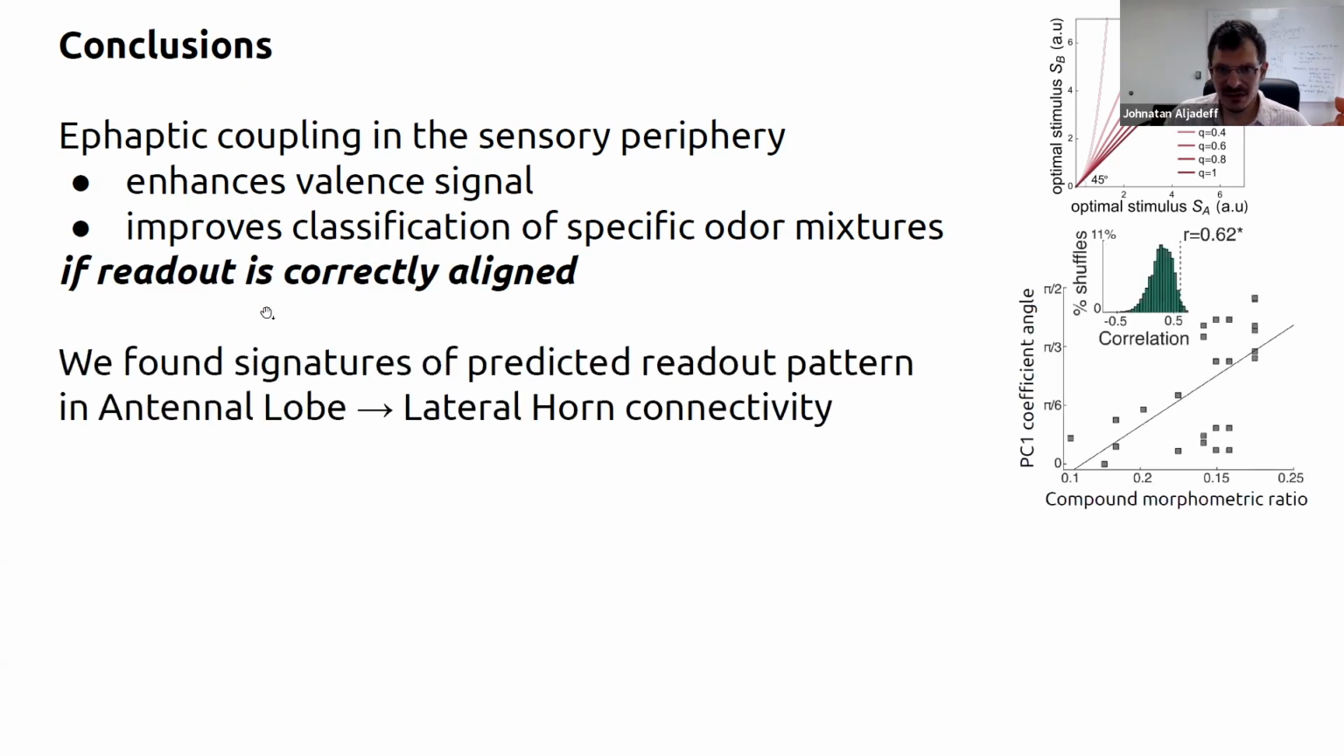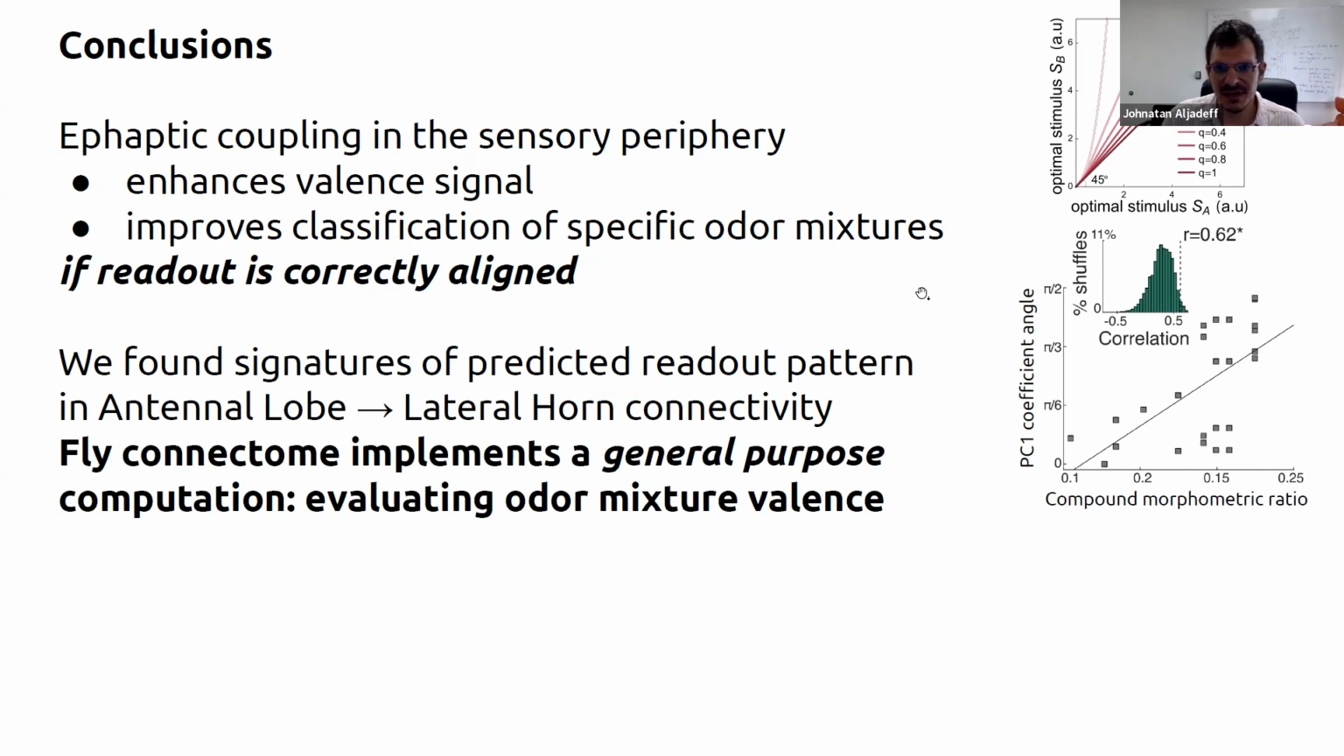And then in the second part of the talk, I showed that we found signatures of this predicted readout pattern in connections from the antennal lobe to the lateral horn by finding a significant correlation between this quantity that exists in the periphery and this quantity that exists in the connections from the antennal lobe to the lateral horn. And so we think that we can say, based on this analysis, that the fly connectome implements a general purpose computation, which is to extract an odor valence for odor mixtures, not just for binary mixtures of odors. So for arbitrary mixtures of odors, this connectivity with the ephaptic coupling extracts an odor valence signal.